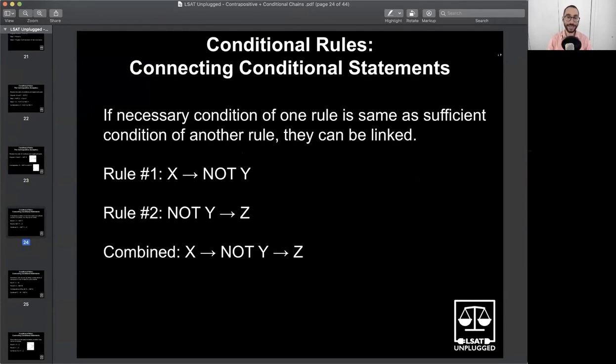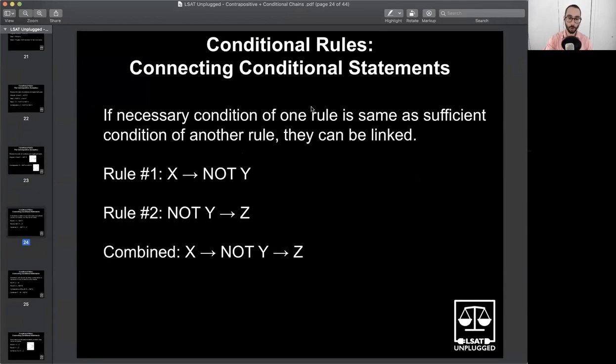Now, I want to talk about linking or connecting conditionals. We've done the contrapositive. The next step to really solving these kinds of games, and even logical reasoning in certain cases, is linking rules together to form inferences. A contrapositive is a kind of inference, by the way, but if we're looking to really make a lot of inferences, conditional chains are the way to go.